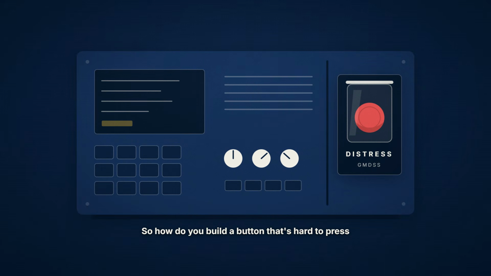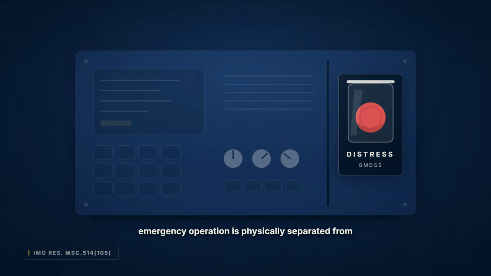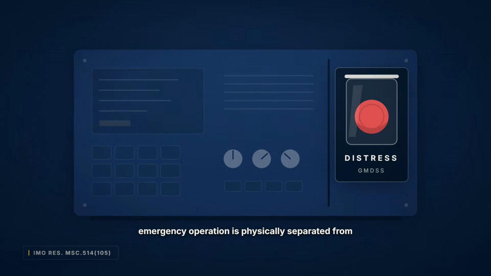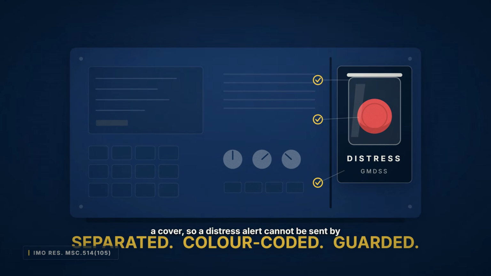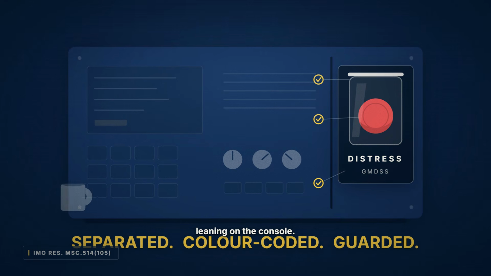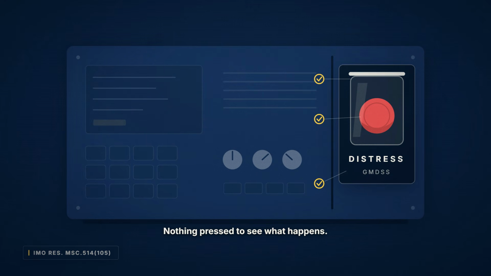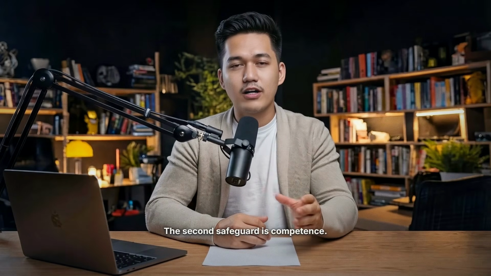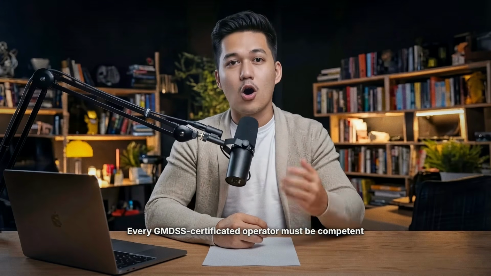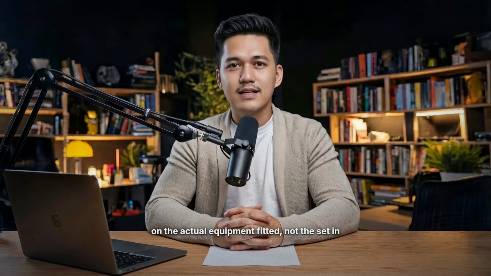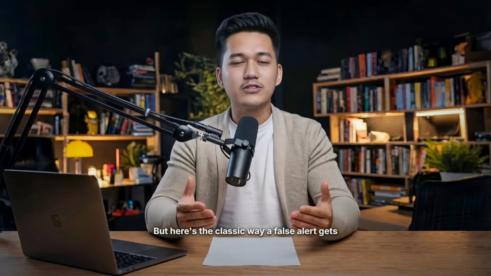So how do you build a button that's hard to press by accident? Distress controls are deliberately built so that emergency operation is physically separated from normal operation. A dedicated button, color-coded, guarded under cover. So a distress alert cannot be sent by leaning on the console. Your half of the deal is care, nothing rested on it, nothing pressed to see what happens. The second safeguard is competence. Every GMDSS certificated operator must be competent on the actual equipment fitted, not the set in the textbook, the set on your ship.